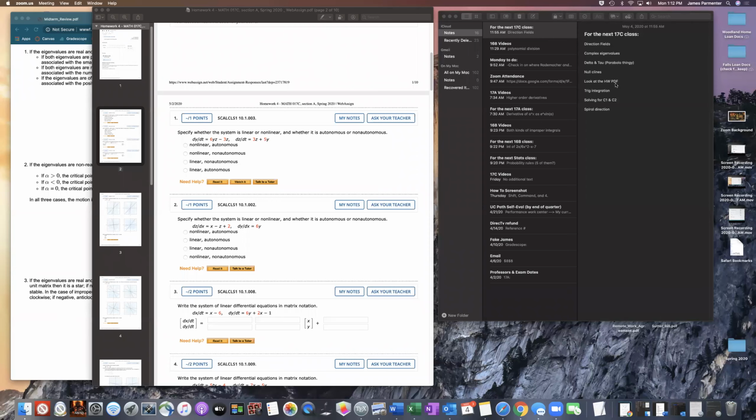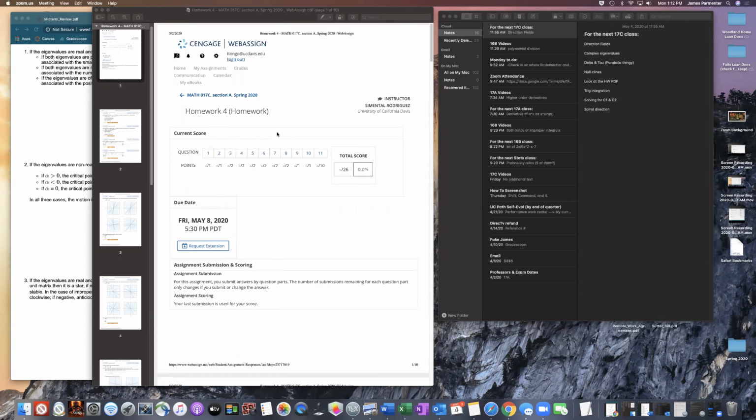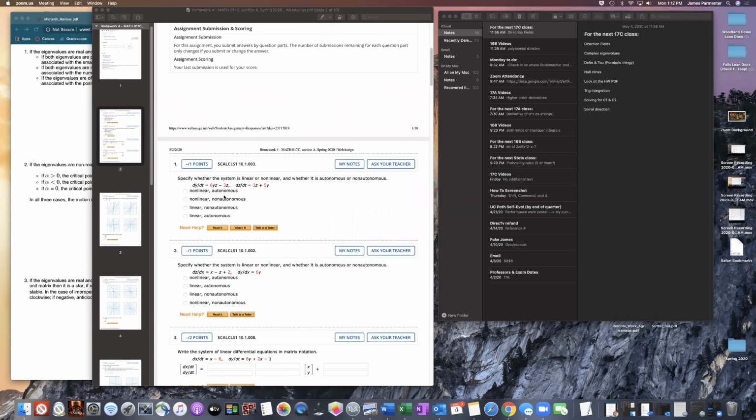Looking at this homework assignment here, we're looking at this first question. So specify whether the system is linear or nonlinear and whether it's autonomous or non-autonomous. So this first equation is definitely autonomous because the differential equations dy dt and dz dt do not have the time variable in them. That's what it means to be autonomous. If you're looking at your textbook, on page 632, they spell it out right there.